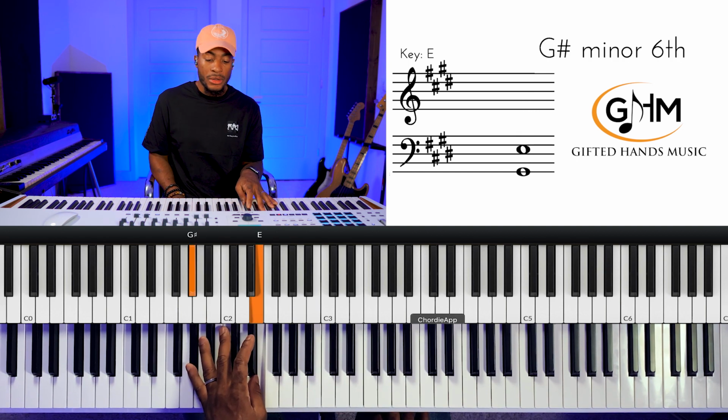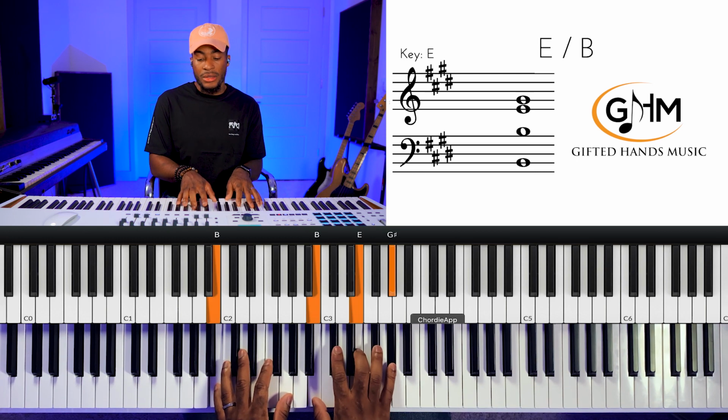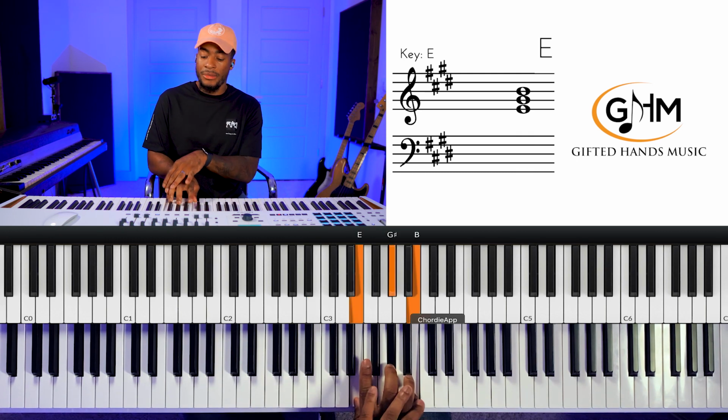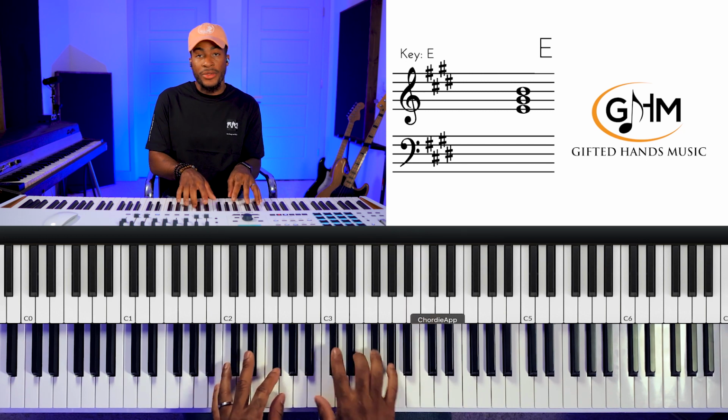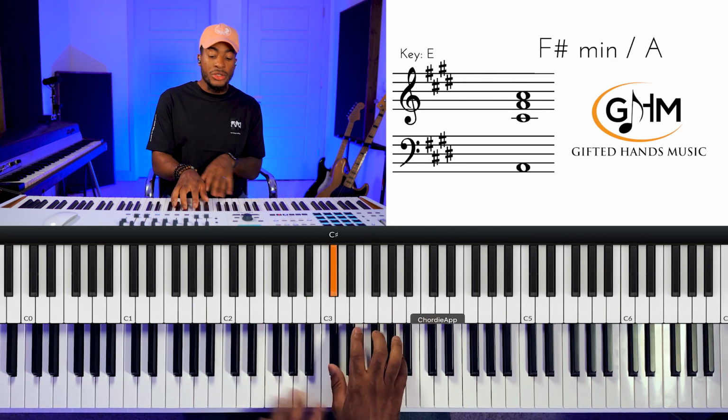Draw me near. Okay, and then right there we could do 1 over 5. Why? Because our 1 chord has a B in it, has the 5 in it, so we can play 1 over 5. Then we're going to go 2 over 4.